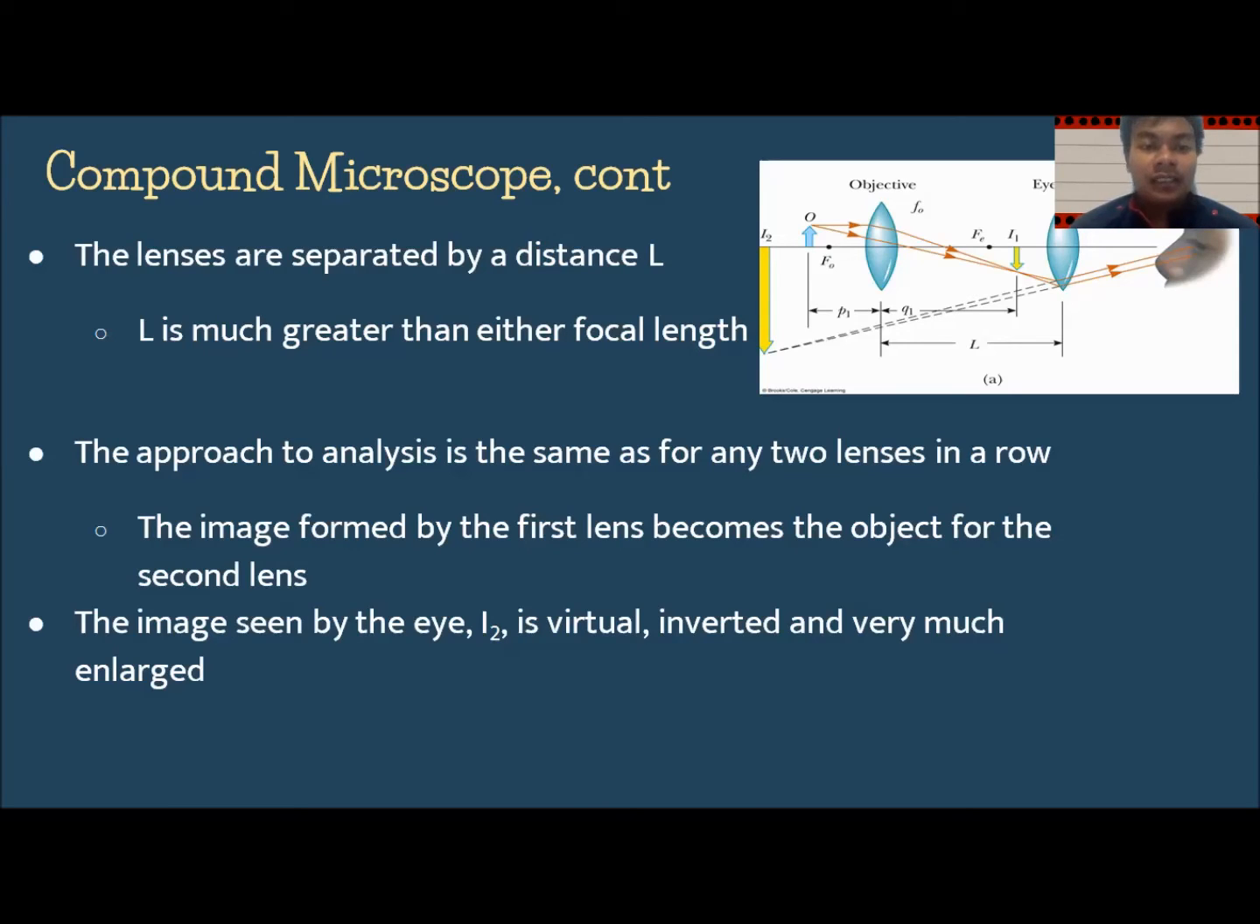The lenses are separated by a distance L, which is much greater than either focal length. It is L, right? And the approach to analysis is the same as for any two lenses in a row. For example, the image formed by the first lens becomes the object for the second lens. The image seen by the eye is virtual, inverted, and very much enlarged.